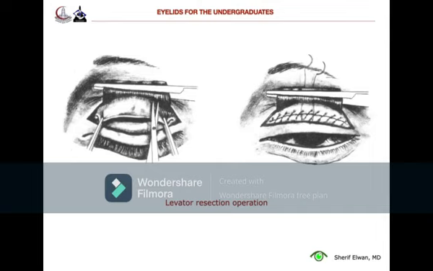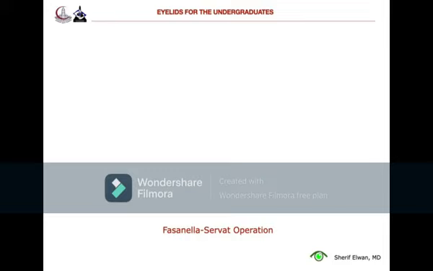Levator resection operation is simply a dissection procedure where we open either through the upper crease or through the conjunctiva, and then we start resecting the muscle and resuturing it into the tarsus, strengthening it with accurate measurements.